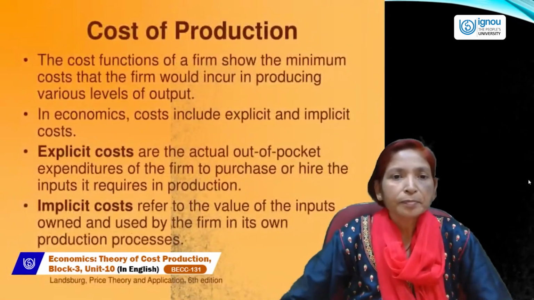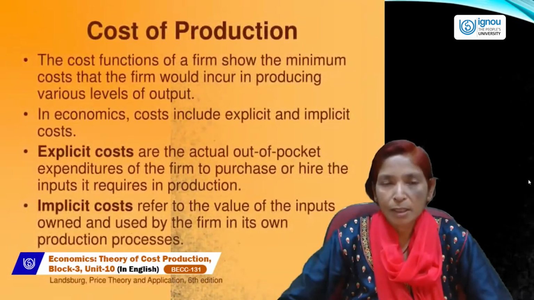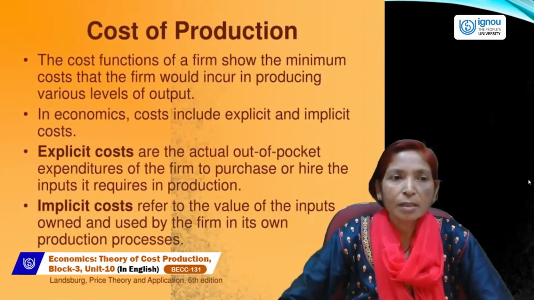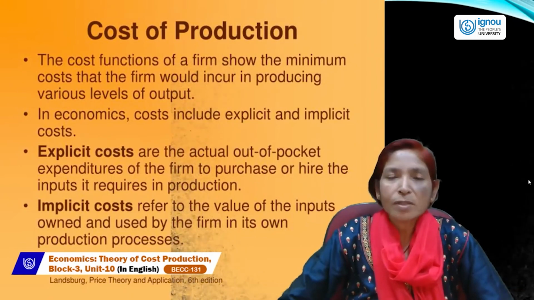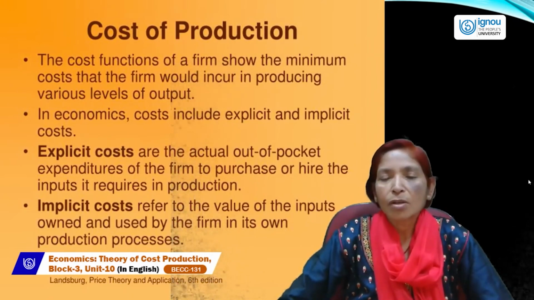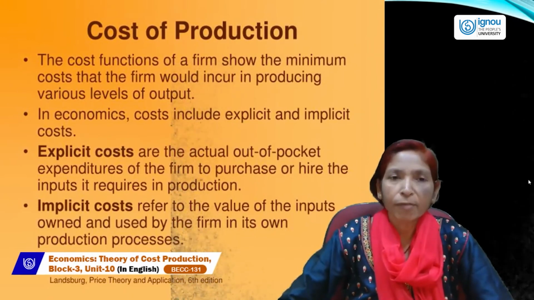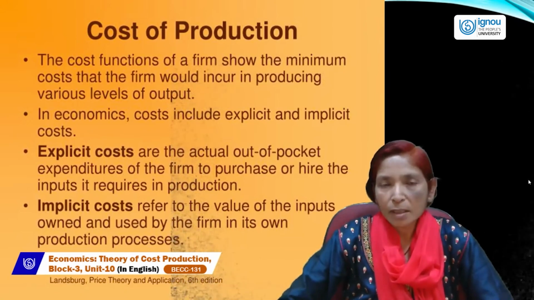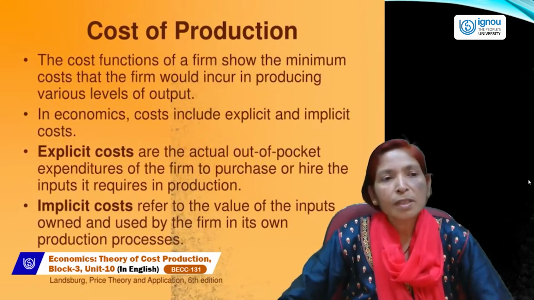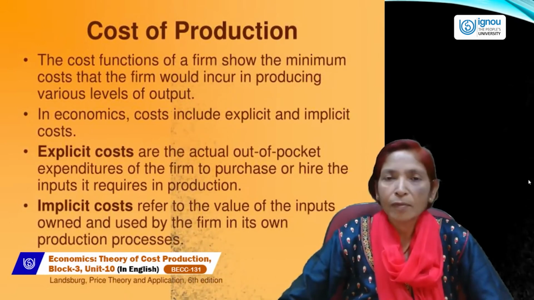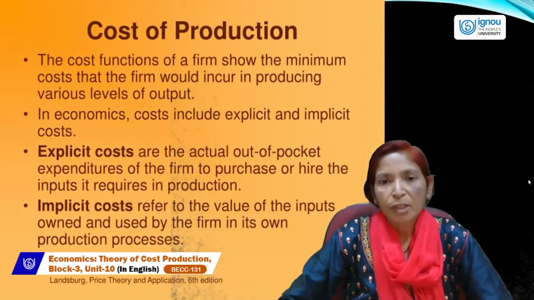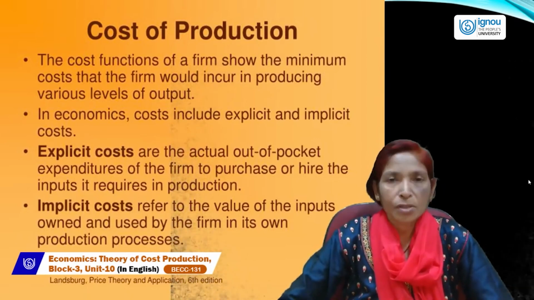Next is cost of production. Now, cost of production explains that a firm always wants to minimize the cost and maximize the profit. So the cost function of a firm shows the minimum cost that the firm would incur in producing various levels of output. In economics, there are so many types of cost.